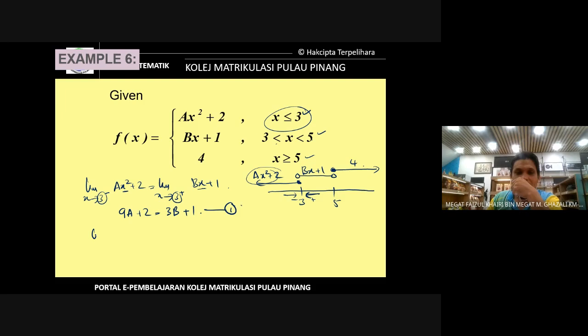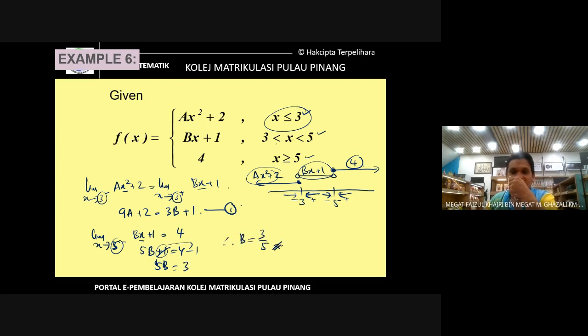Okay, and then the limit of x approaching 5 from the left and x approaching 5 from the right. X approaching 5 from the left belongs to bx plus 1, and x approaching 5 from the right belongs to 4. So substitute 5 into this x: 5b plus 1 equal to 4. Then 5b equal to 4 minus 1, bringing 1 to the other side it becomes negative, so 5b equal to 3. So then b equal to 3 over 5.